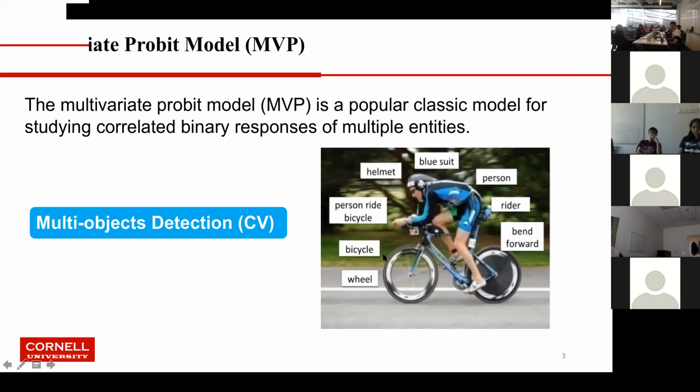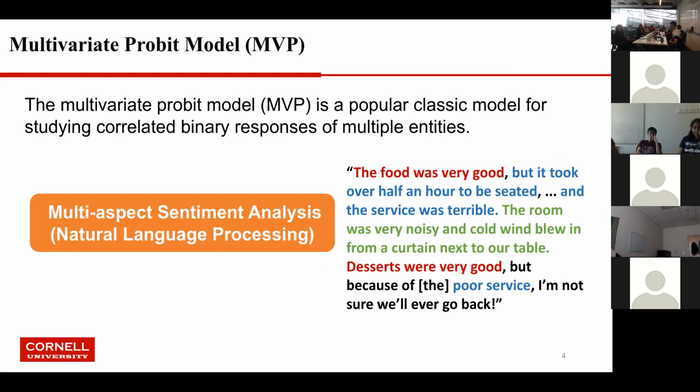For example, here you can see in the picture, the occurrence of a bicycle strongly implies the occurrence of wheels because they are just part of the bicycle. And also in natural language processing, a text always has several labels corresponding to its topic, emotion, and semantic meaning. Here is an example of multi-aspect sentiment analysis. The sentences in color reflect different sentiments, but they share the same context, so it's very likely they are highly correlated. So among a lot of different algorithms for modeling multi-entities, the multivariate probit model is a classic one for studying correlated binary responses.